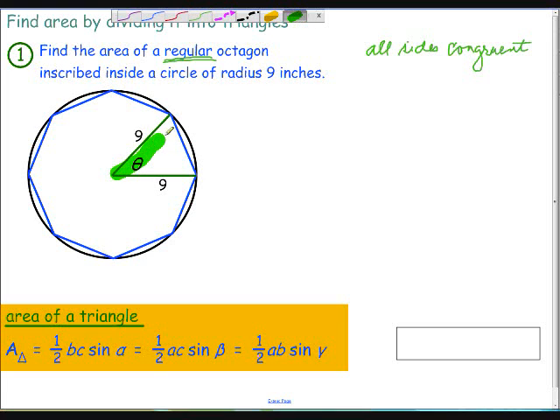So one of the things we know is that this triangle that we see here is being repeated here, here, and so forth. It's being repeated 8 times. If we can find the area of one triangle, so area of this triangle, this little green triangle, if we take that area, multiply it times 8, we will have the area of our octagon, right? So let's focus in on this.